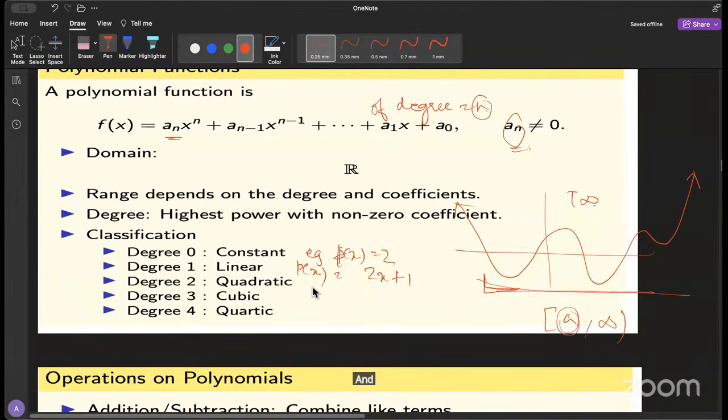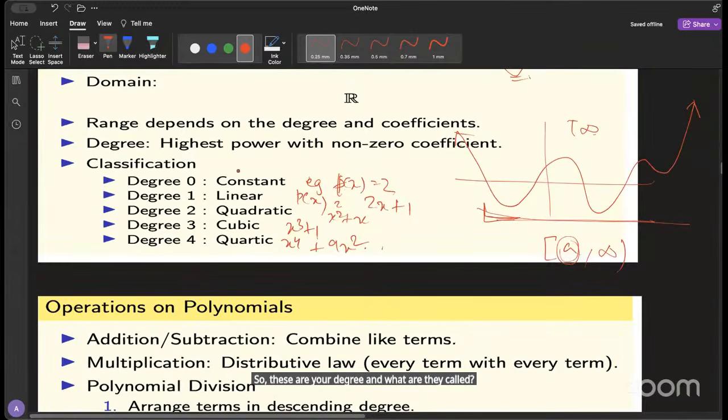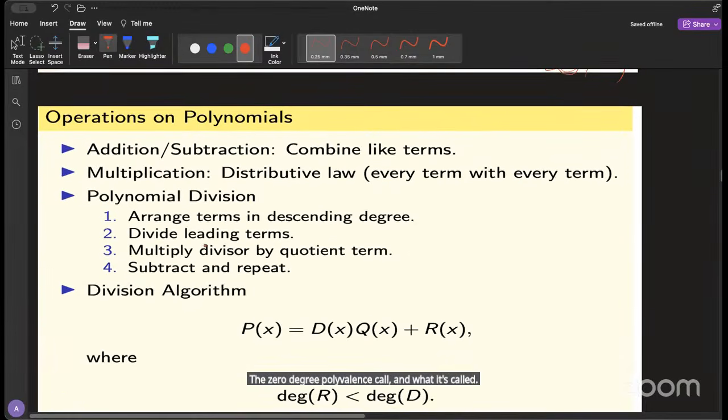And then for quadratic, you can take x square plus x. For cubic, you can take x cube plus 1. And for quartic, you can take x to the power 4 plus 9x square. So these are your degrees and what they are called, 0-degree polynomial and so on, and then you have basic addition and subtraction.